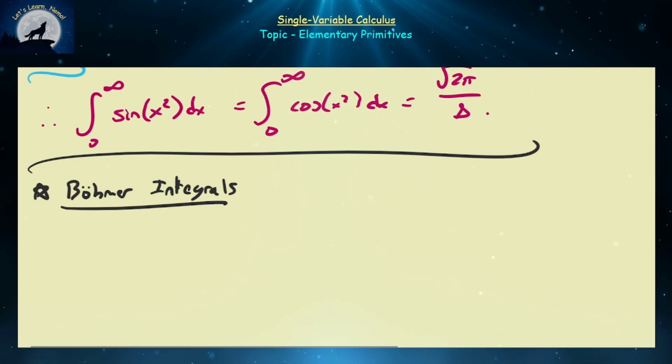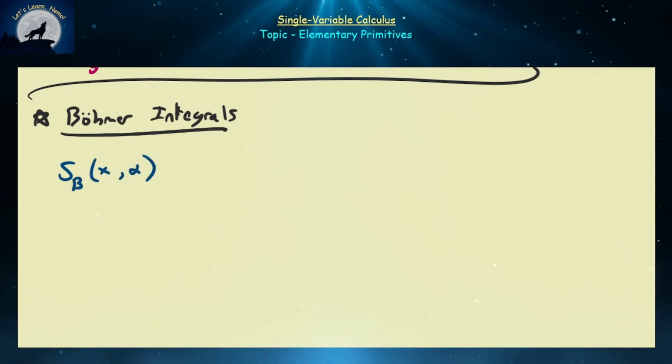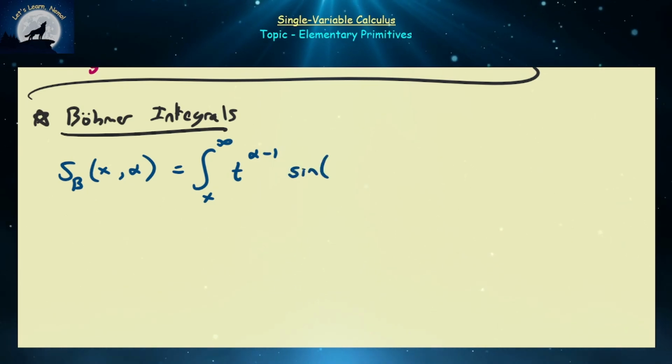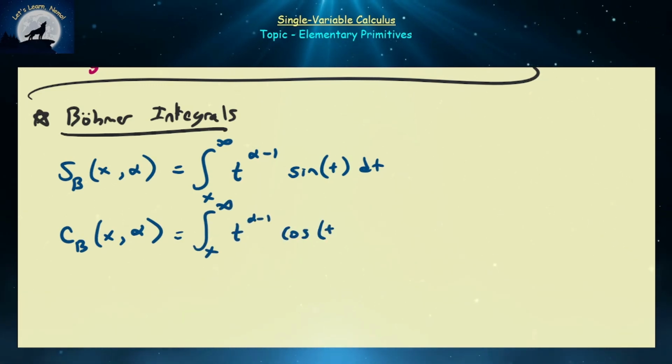And the Böhmer integrals are defined as follows. So they're actually parametrically defined functions. So we have SB, B for Böhmer, of x, alpha, where alpha is the parameter, and this is defined as the integral from x to infinity of t to the alpha minus 1 times the sine of t dt. And then we have its closely related cousin, CB of x, alpha, the Böhmer cosine integral. Take a guess of what this is defined to be: the integral from x to infinity of t to the alpha minus 1 times the cosine of t dt. So these are the Böhmer integrals.